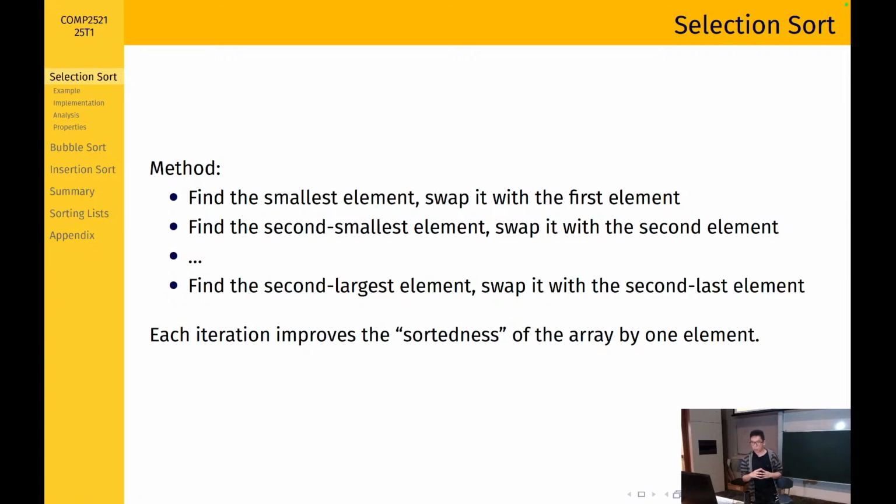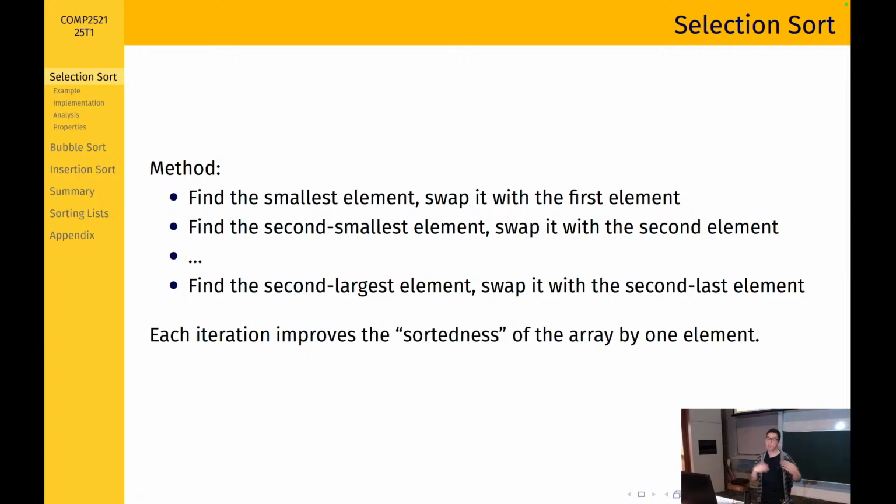Okay, so how selection sort works is we first find the smallest element in the array, right? And then we swap it with the first element, the leftmost element, because that's where the smallest element should go. Then we find the second smallest element and swap it with the second element in the array, this would be index 1, because that's where the second smallest element should go.